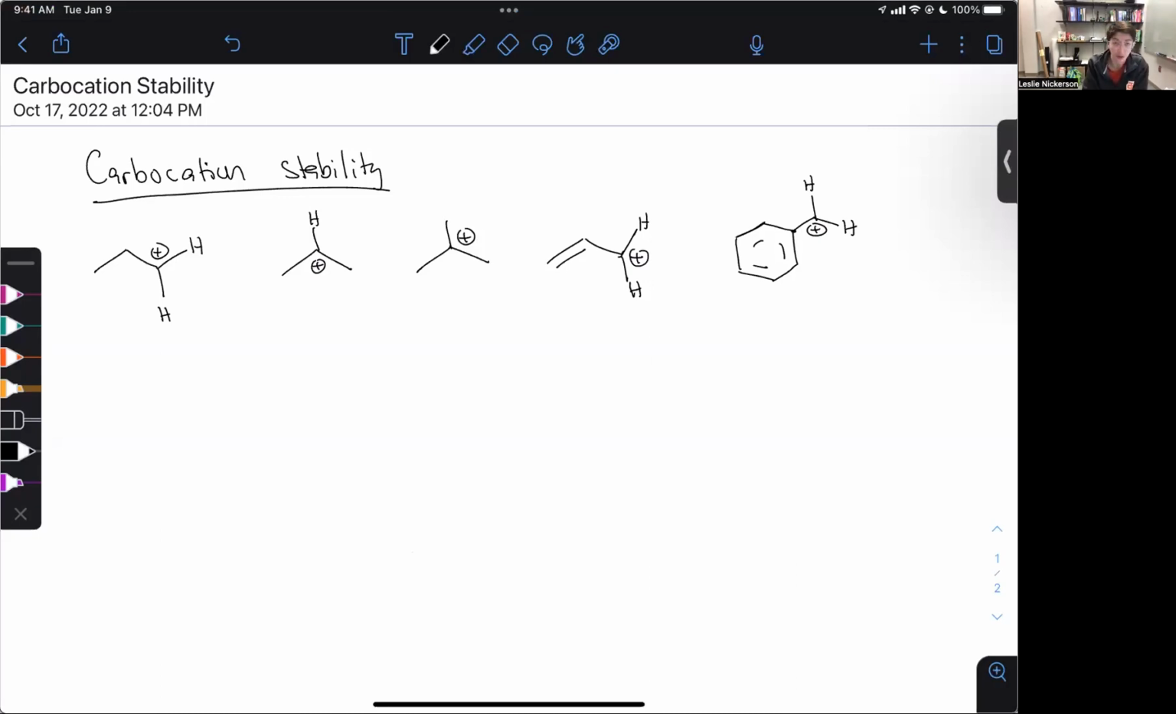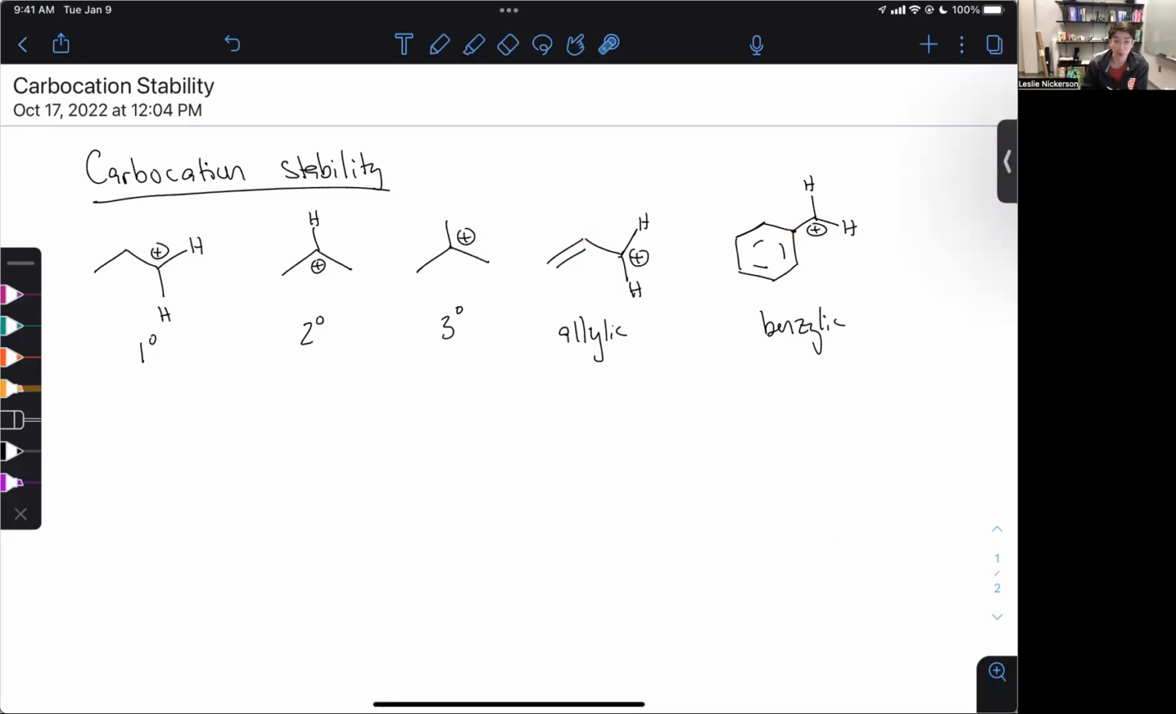So here I have a list of the basic carbocations that we have. This is a primary carbocation, indicated by the fact that we've got one carbon attached to our carbocation. This is secondary, tertiary, allylic, and benzylic. Notice that I don't have my positive charge on any of the pi bonds. They're just next to them, right?